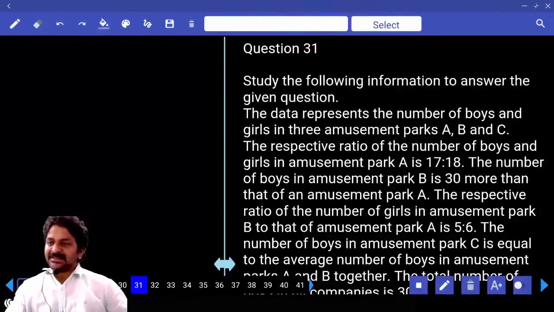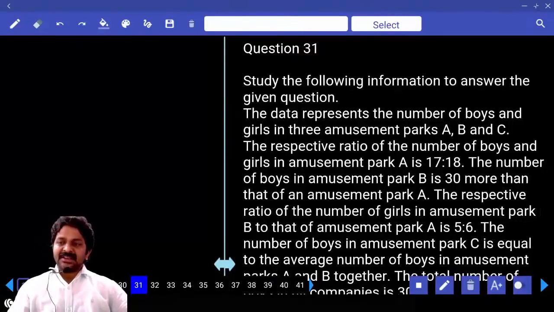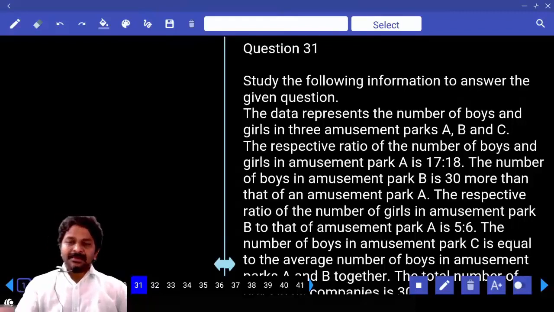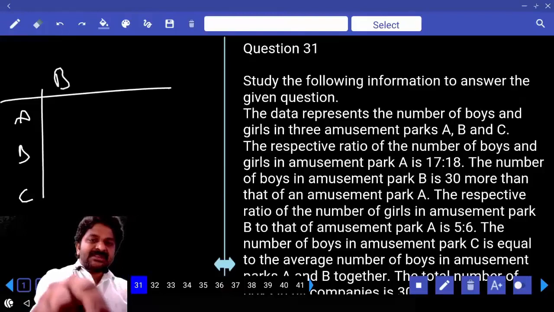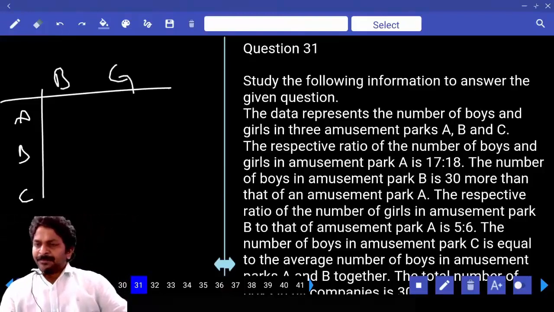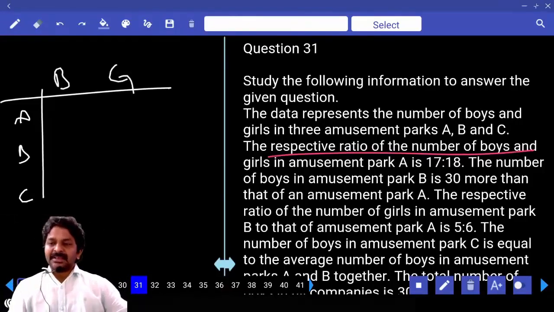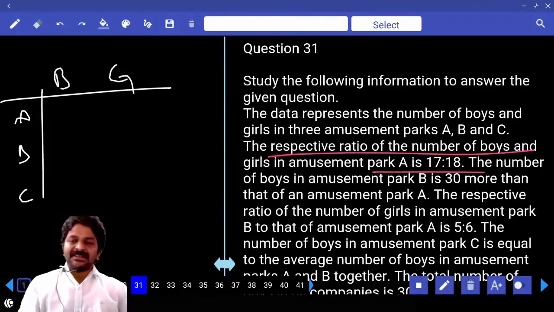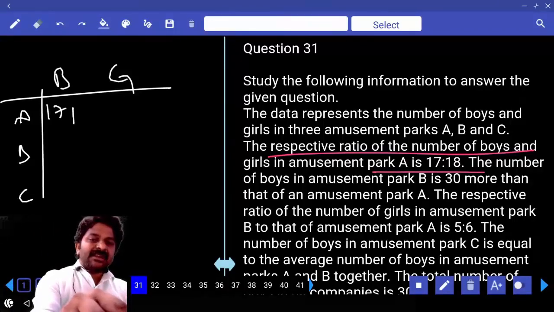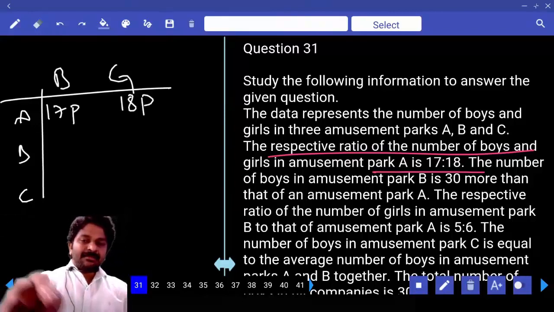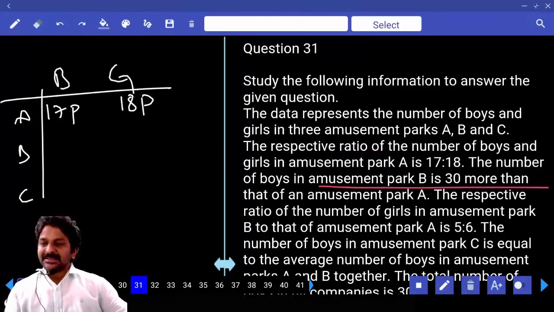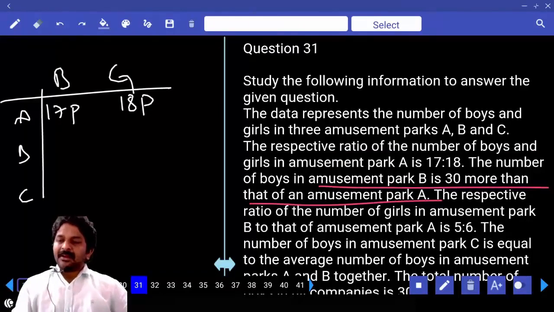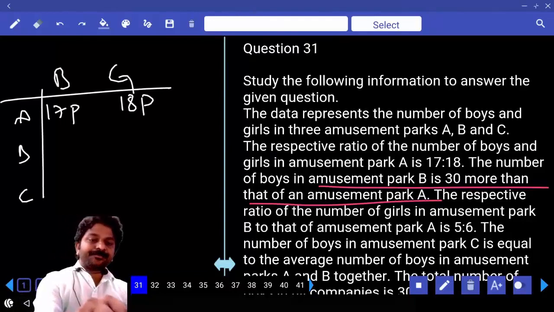Data represents the number of boys and girls in 3 amusement parks A, B, C. The respective ratio of the number of boys and girls in park A is 17:18. 17 parts, 18 parts. The number of boys in amusement park B is 30 more than that of amusement park A. So 17 parts plus 30.